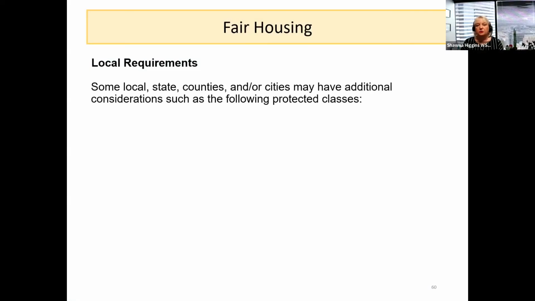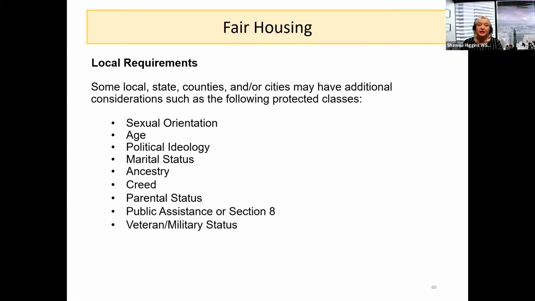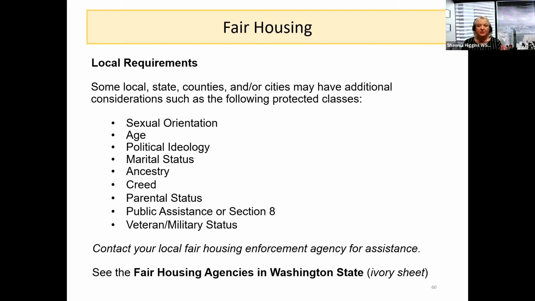Okay, so local requirements. Some local, state, counties, and/or cities may have additional considerations, such as the following protected classes: sexual orientation, age, political ideology, marital status, ancestry, creed, parental status, public assistance or Section 8, veteran, military status. You're definitely going to want to get a hold of all of the different requirements from your state, your county. I mean, it's amazing how many you can probably pick up there.